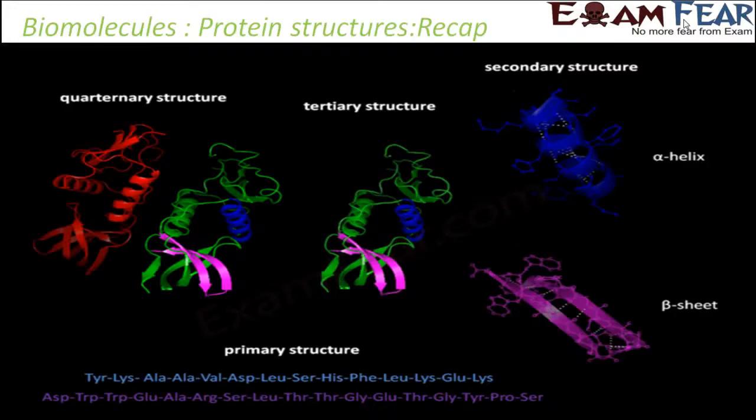Quick comparison of all the four structures. When we talk about primary structure, it is just the sequence of amino acids. That's it. Talking about the secondary structure, the sequence gets coiled in this fashion to form a helical structure, or it forms a pleated structure like this. Tertiary, this gets further folded. Quaternary, two such polypeptide chains are there, like this red one and this green one, and then they are joined by hydrogen bonds. So that forms the quaternary structure.